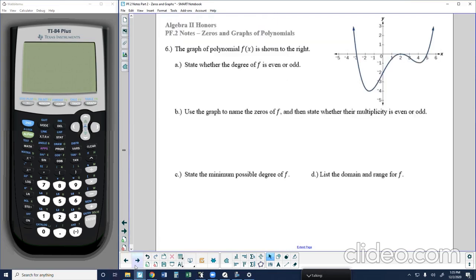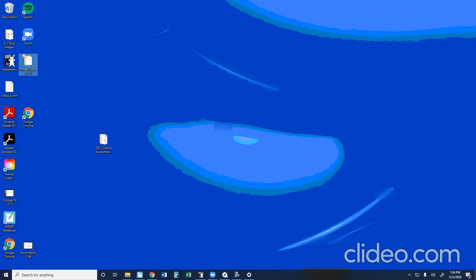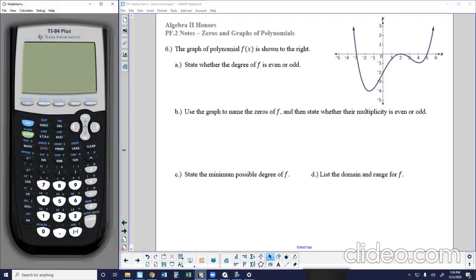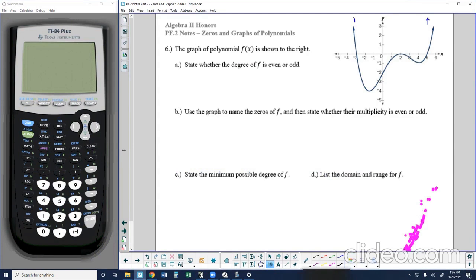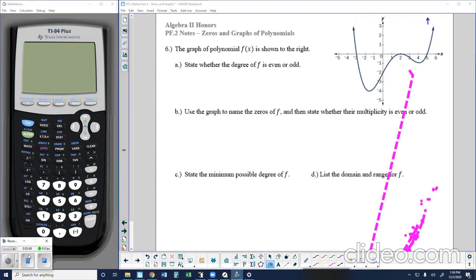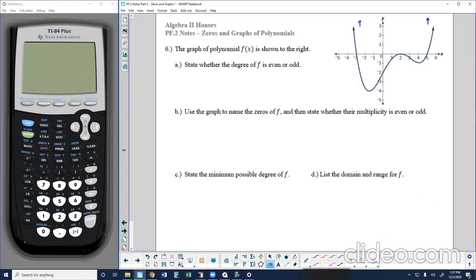If I take a look at problem number 6, the graph of f of x is shown to the right. State whether the degree of f is even or odd. So we need to come up with the degree for the function. For the degree in this case, let's actually take a look at the end behavior. The end behavior is up to the right and up to the left. Both of these ends of the function are going the same direction. This only happens with even degree functions. So we can find out that f has an even degree based on its end behavior.